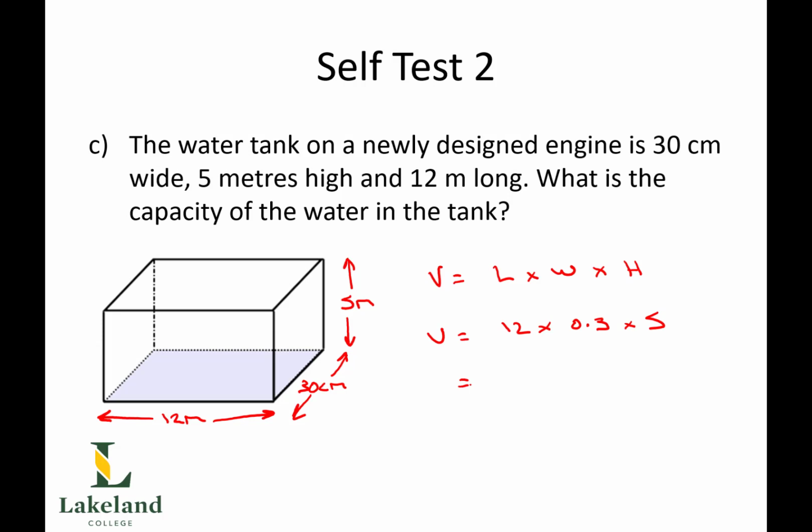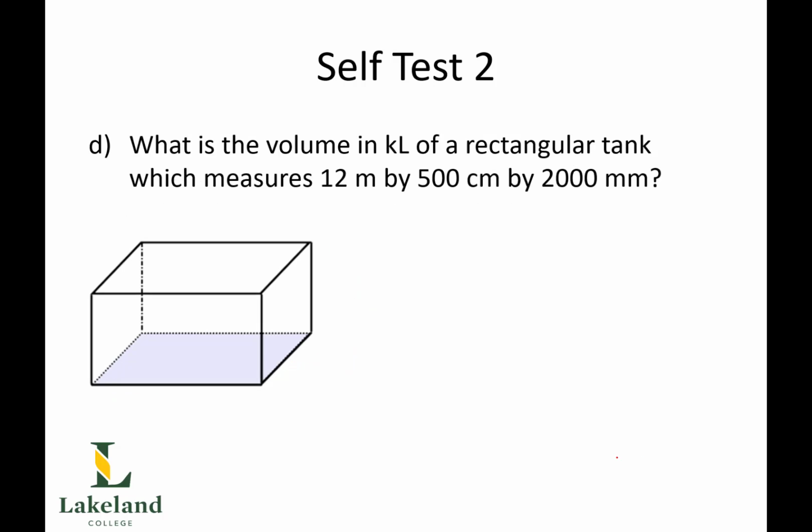If we push all that through the calculator, 12 times 0.3 times 5 is equal to 18, and this is going to be in metres cubed. So there's our answer for part C. A very straightforward one, that one, as there was just that one conversion in there. Okay, let's take a look at D.